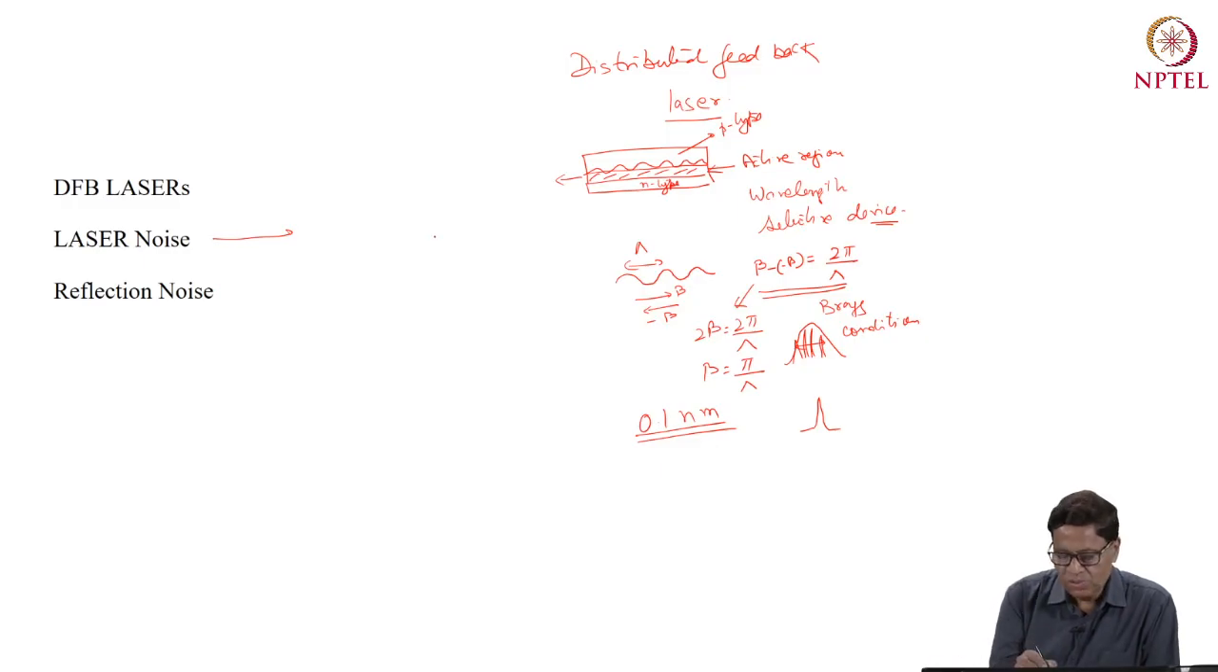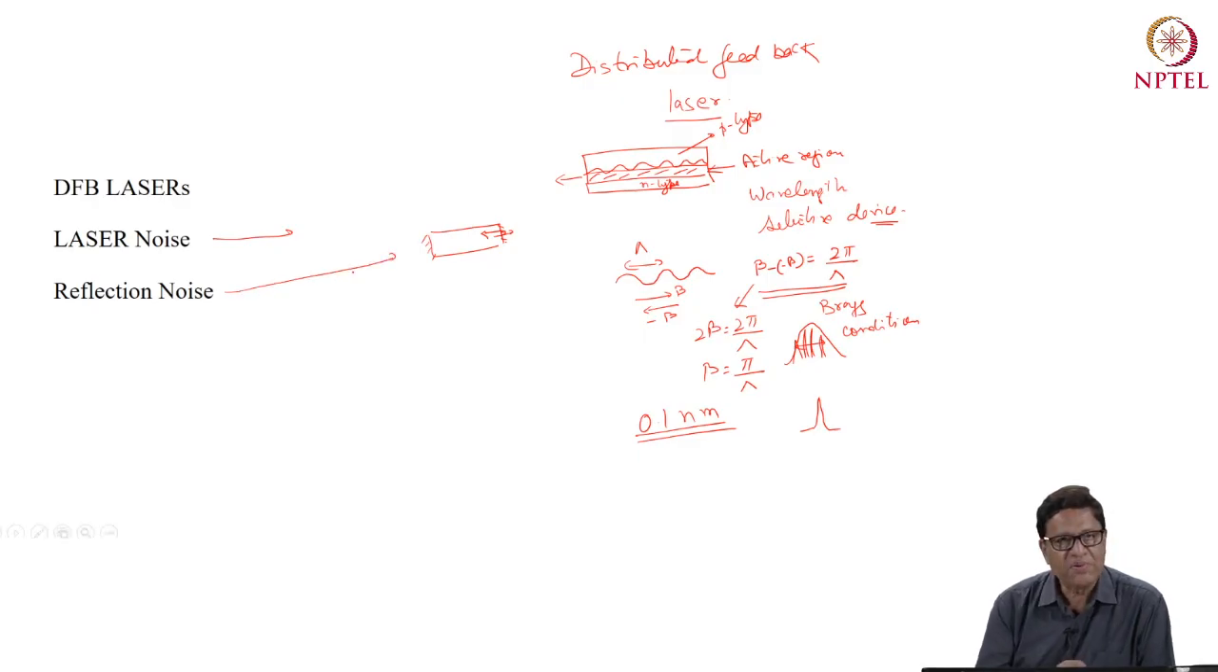Also, as I explained, the laser structure has mirrors. So some of the light goes out and some is reflected back into the material. If it is coupled through some fiber or somewhere, then the light might get reflected back. This will generate some sort of noise, which is called reflection noise. So this is another type of noise which is produced in the laser.